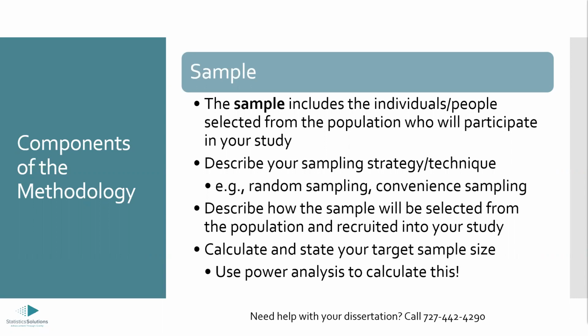And so for your sample, you're going to want to describe your sampling strategy or technique. This may involve some form of random sampling, where you randomly select individuals from the population to participate, but it's actually rare to use true random sampling in dissertation level research because it's often not very feasible to randomly sample from the entire population.